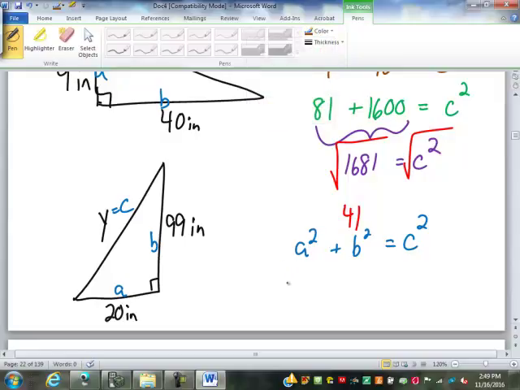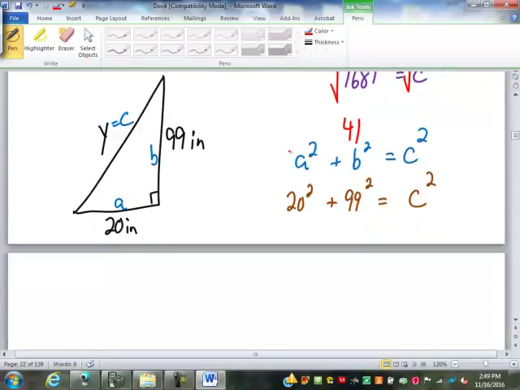So I plug them in. A is 20, so 20 squared. B is 99, so 99 squared. And hopefully that's going to come out to give us C squared. So 20 squared is 400. 99 squared, is that 9,801?